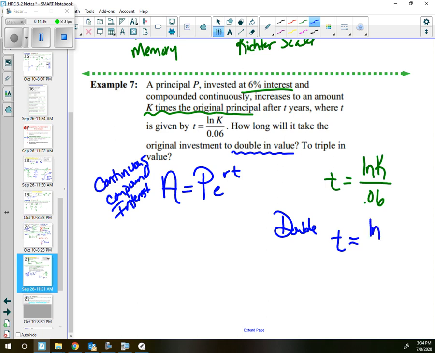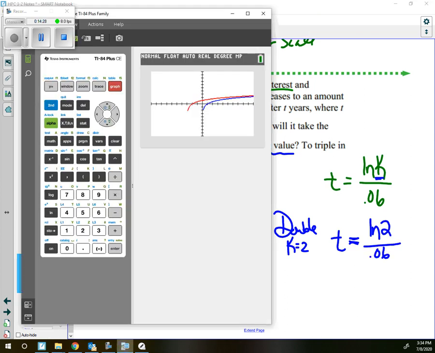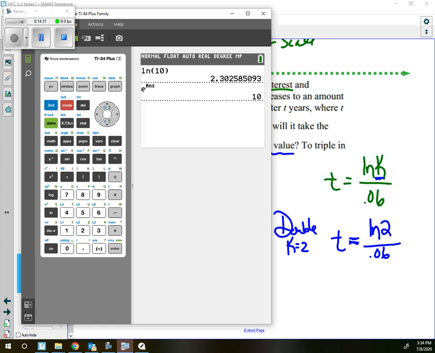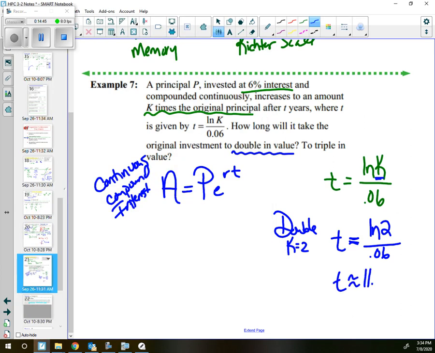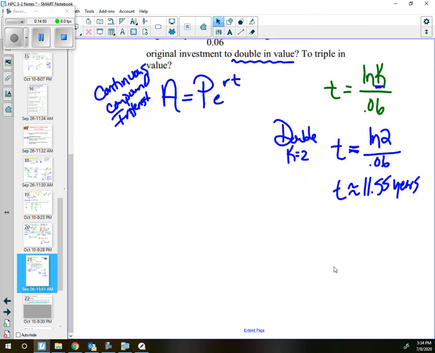It's natural log of the amount you want to do. So to double, that means the K would be 2. So natural log of 2 divided by the rate. So you literally can just type that in. So let's get back to our calculator here. So natural log of 2, don't forget to finish off the parenthesis. That's a really common error that people make. We want to make sure we're taking natural log of the correct thing. So 11.55. Okay, what does that mean? It's going to take a little over 11 and a half years, so time in years, for your money to double. How long would it take to triple?